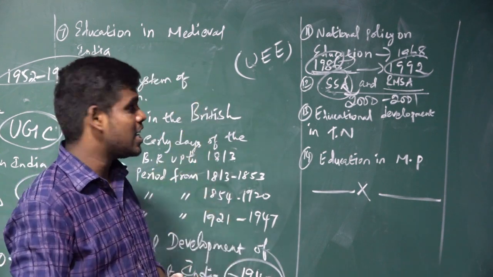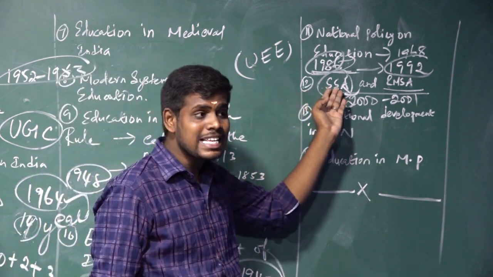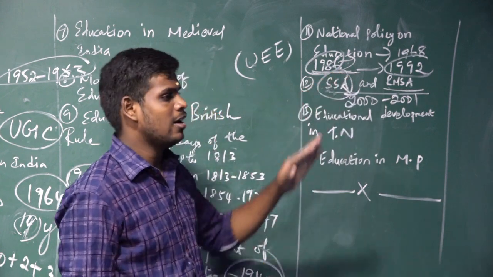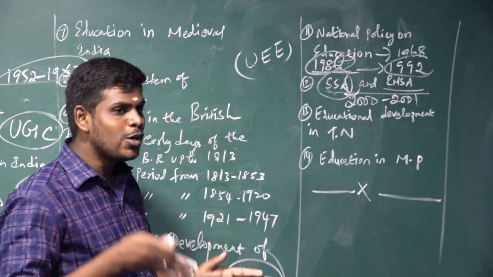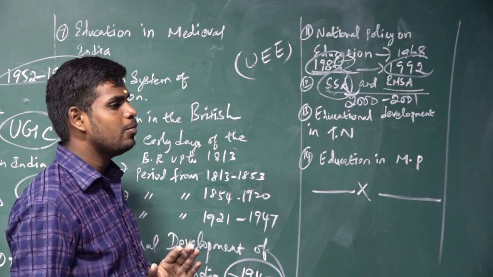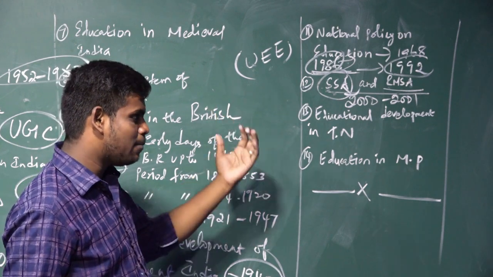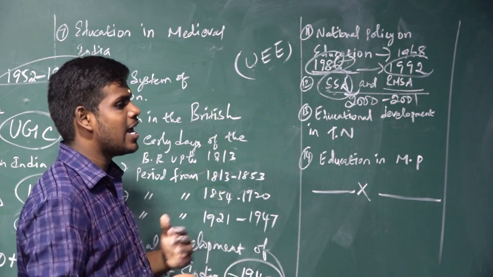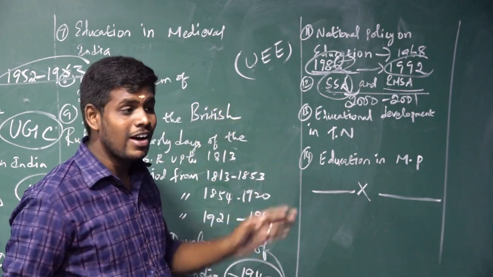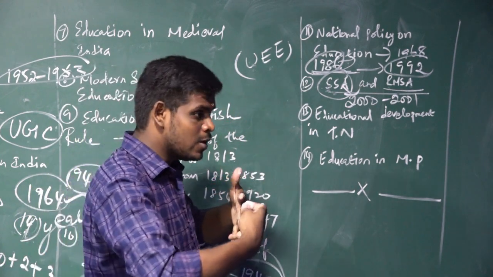SSA is now the primary vehicle for implementing the right of children to free and compulsory education, that is, SSA complies with the Right to Education, or RTE. It provides compulsory education, along with innovation and activities related to the schools.